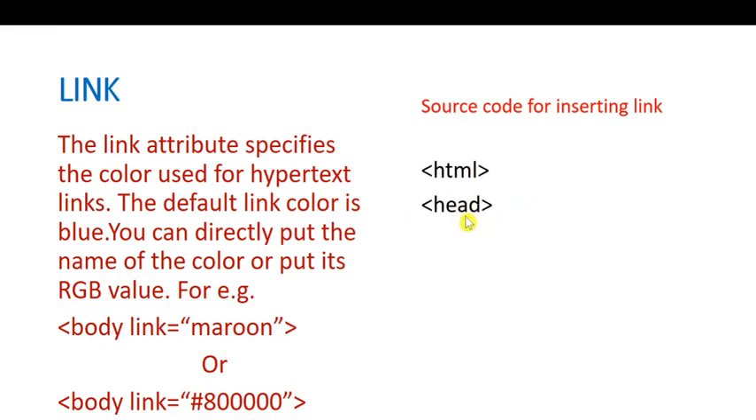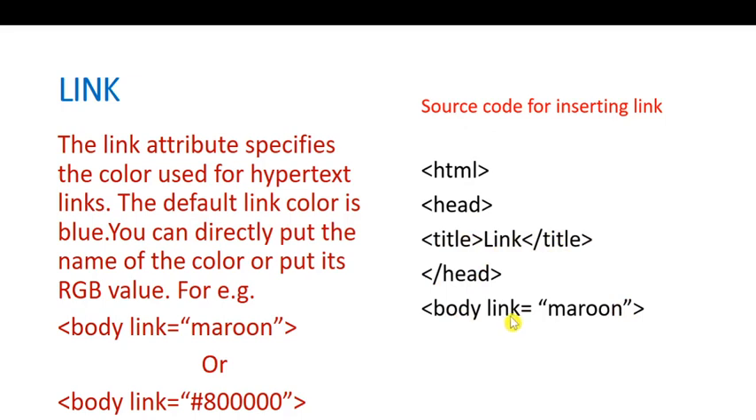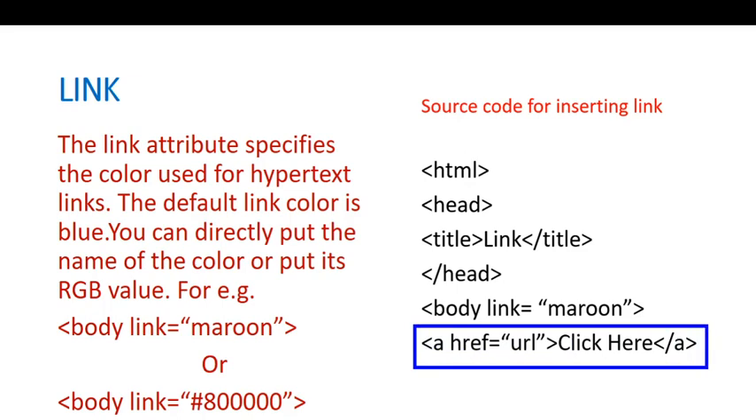We apply the code in a similar fashion here also: HTML, then head, then title, then the closing tag title, then head, then body link equal to maroon. This is the syntax, or the code, for applying link color in a web page.